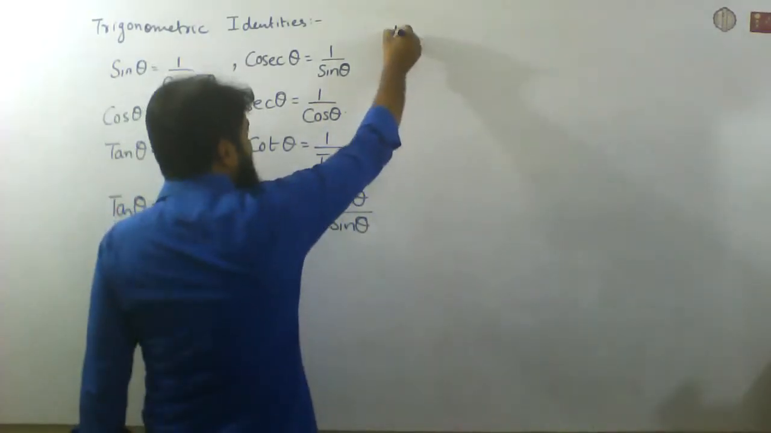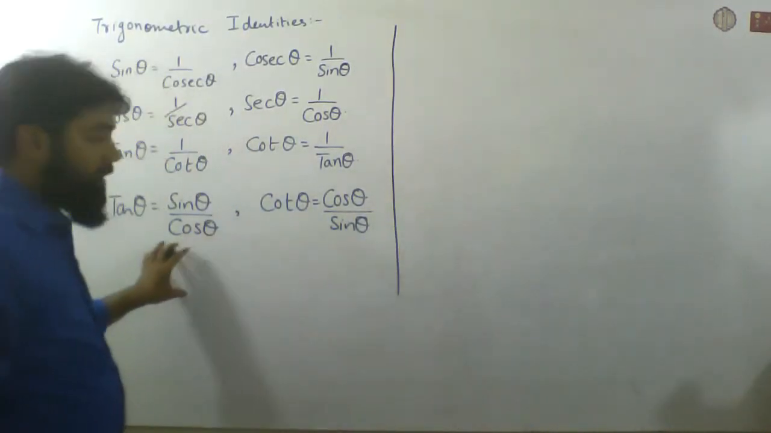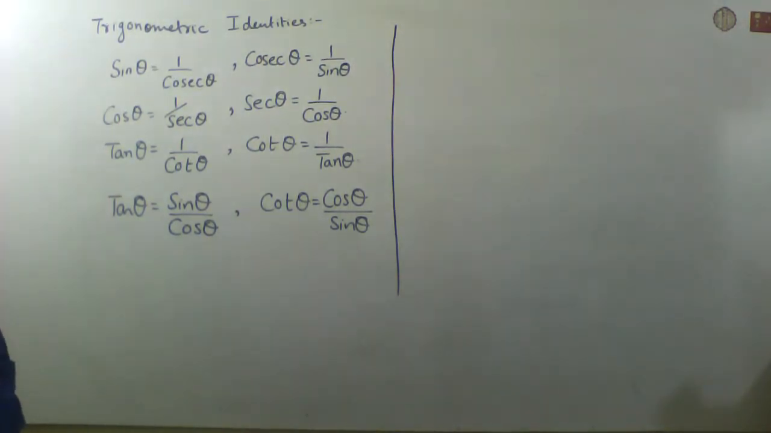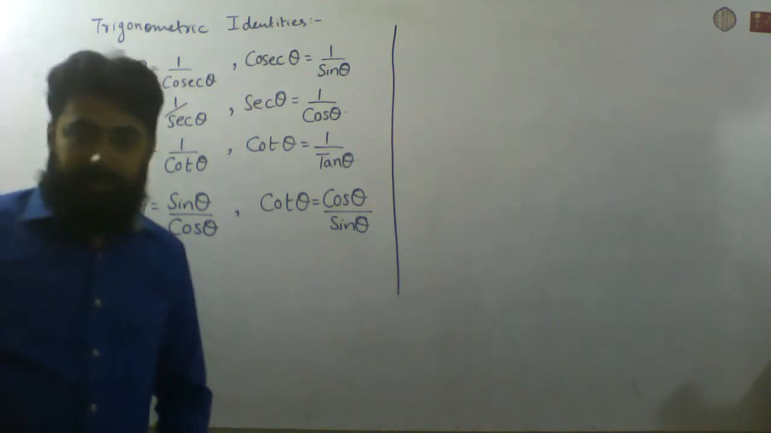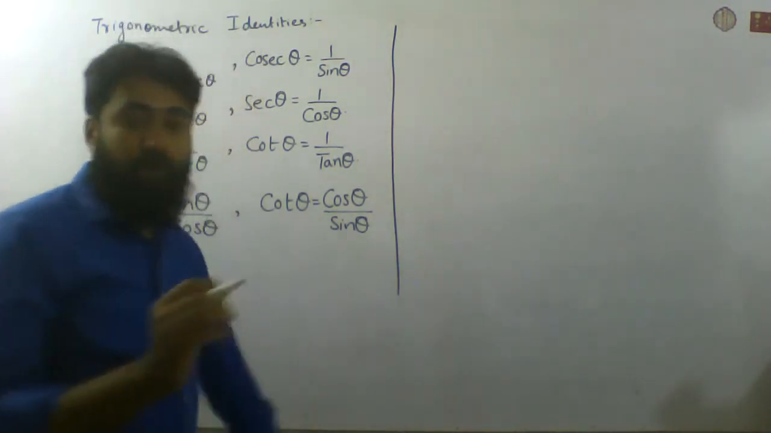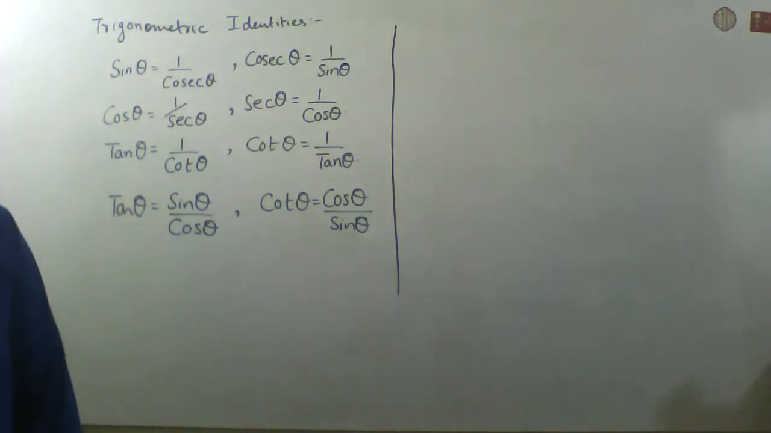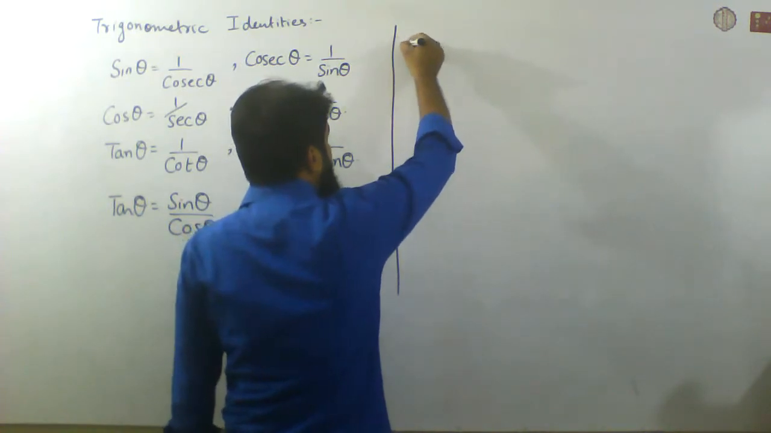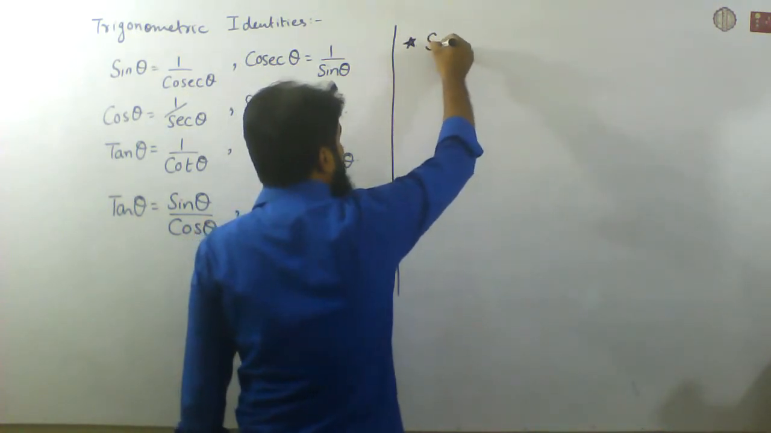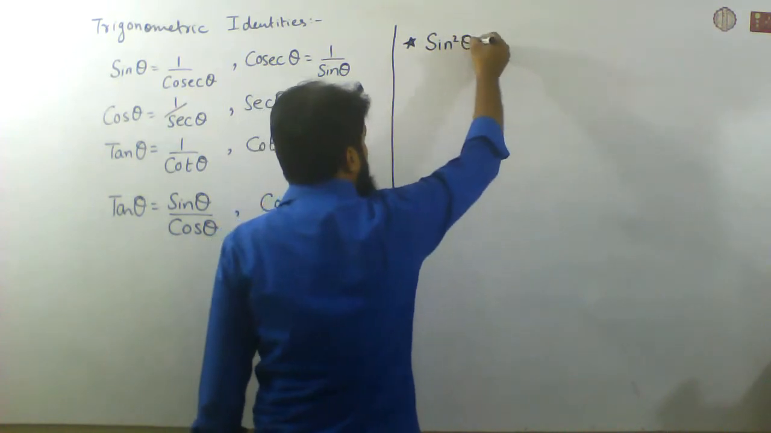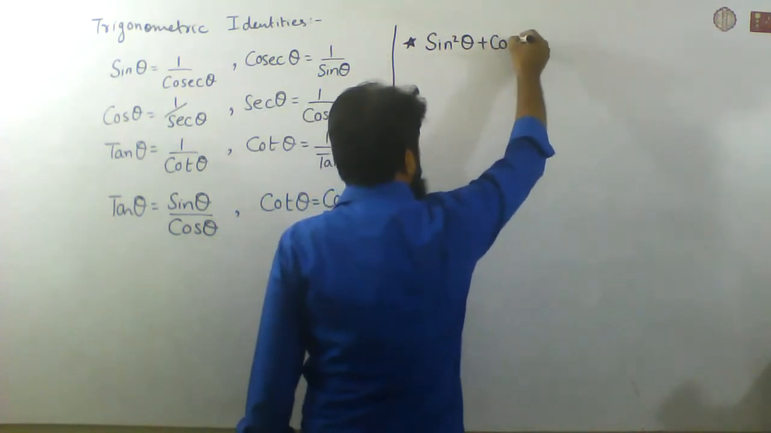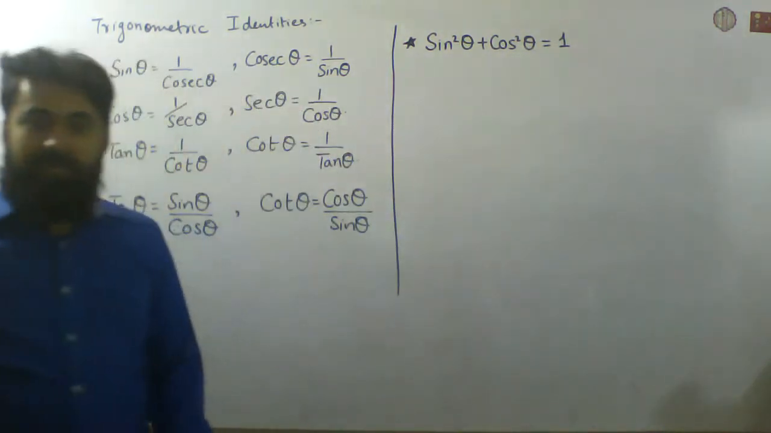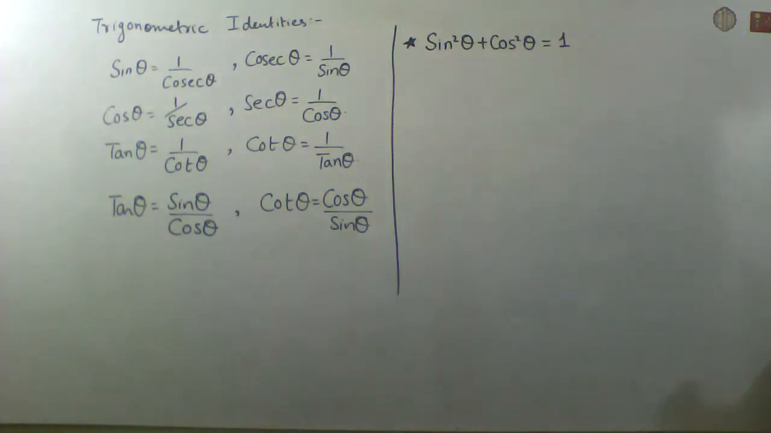Now, these all are called your reciprocal relations, or reciprocal identities. Now I am going to talk about squaring identities. Okay, what are the squaring identities? First of all, the first squaring identity is sin square theta plus cos square theta equals 1.